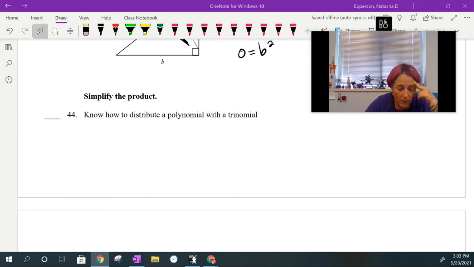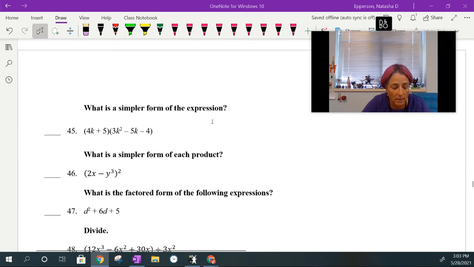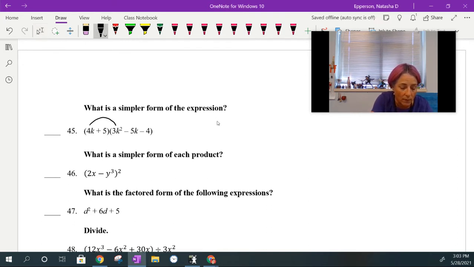All right, question number 44, know how to distribute a polynomial with a trinomial. So go back and look over that section. Number 45, what is the simpler form of this expression? All we're doing is we're FOILing.